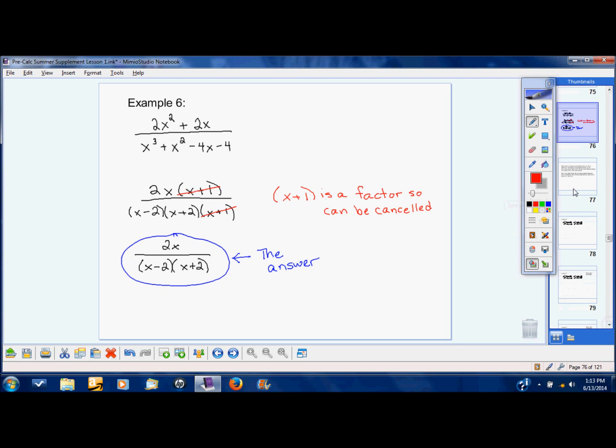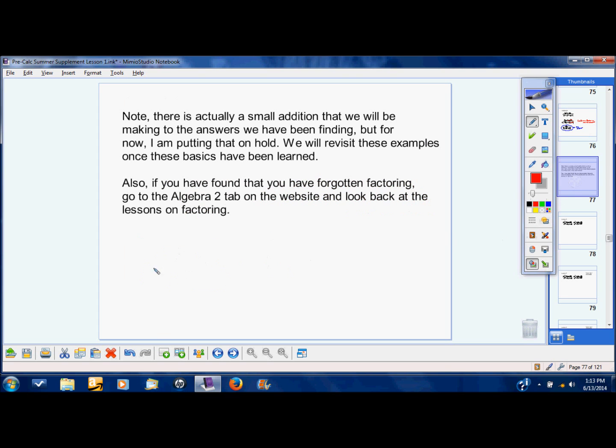Before we hit our next example, I'm going to give you a couple of things to think about. As I said, we will be making a little bit of an addition to the answers we've been finding by the time we get to the very end of this particular lesson 1. However, we have to get these basics of factor and cancel down first. And once again, if you forgot anything about factoring, go back on the Algebra 2 tab on the website and look at those lessons on factoring again.